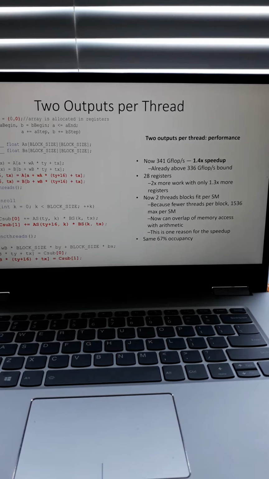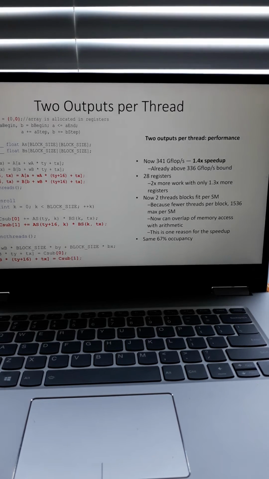The output allocation load has gone up by 2. The fetching of data from the memories, that load has also increased by 2. So overall the total workload has increased by 2. Now we have 2 thread blocks to fit per SM, and since we have fewer threads per block, we can now overlap memory accesses with arithmetic operations, which is also one of the reasons for the speeding up, although the occupancy is the same.